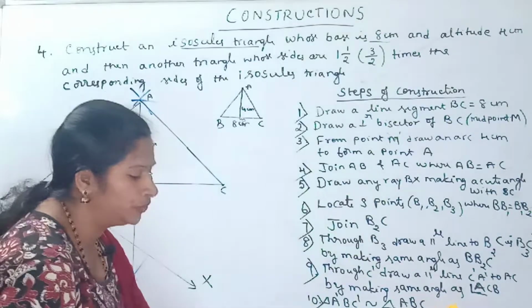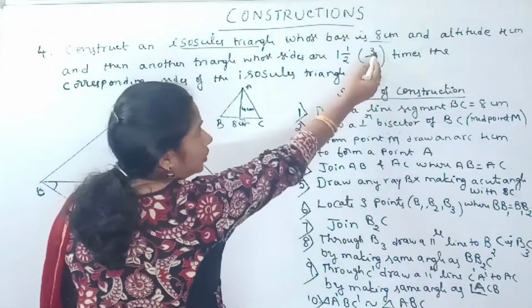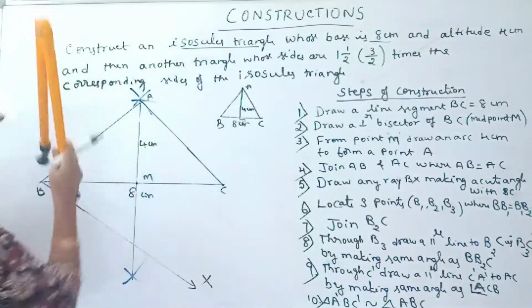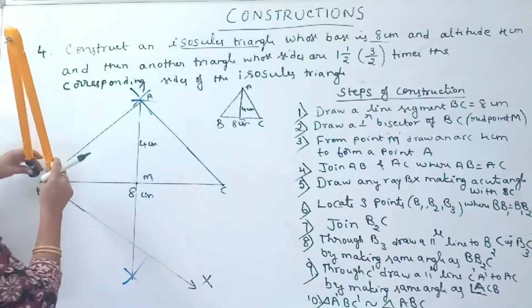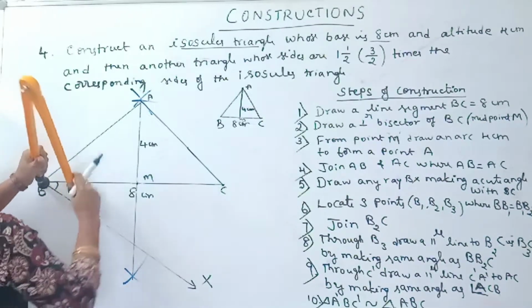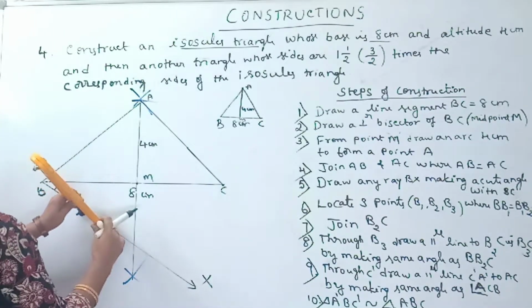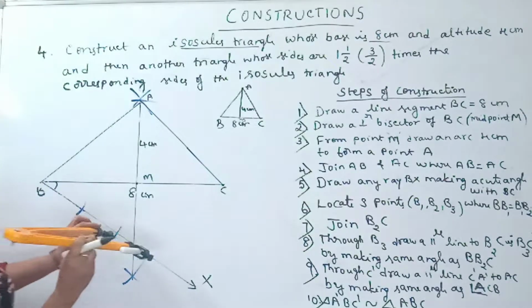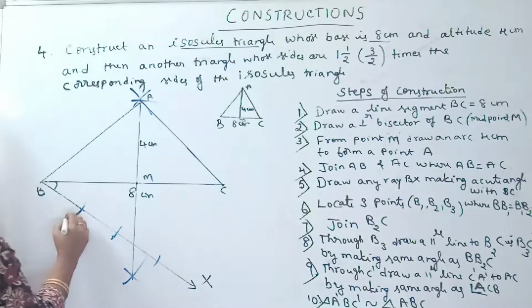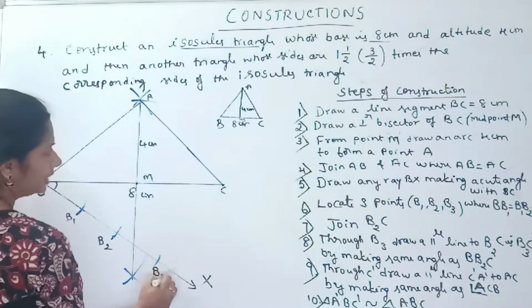Next what we have to do? See what is the ratio? 3 by 2. So the greater number is 3. Now we have to locate 3 points on ray BX. Keep your compass on B. Any measurement you can take. Draw 3 arcs. 1. From that arc, another arc you draw. 2. And one more arc. 3. Name those arcs as B1, B2 and B3.